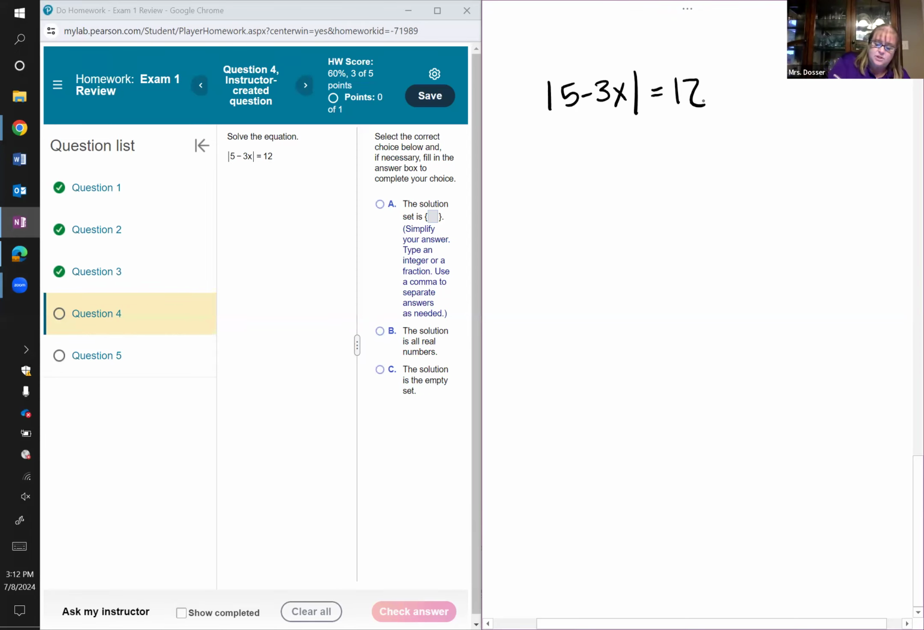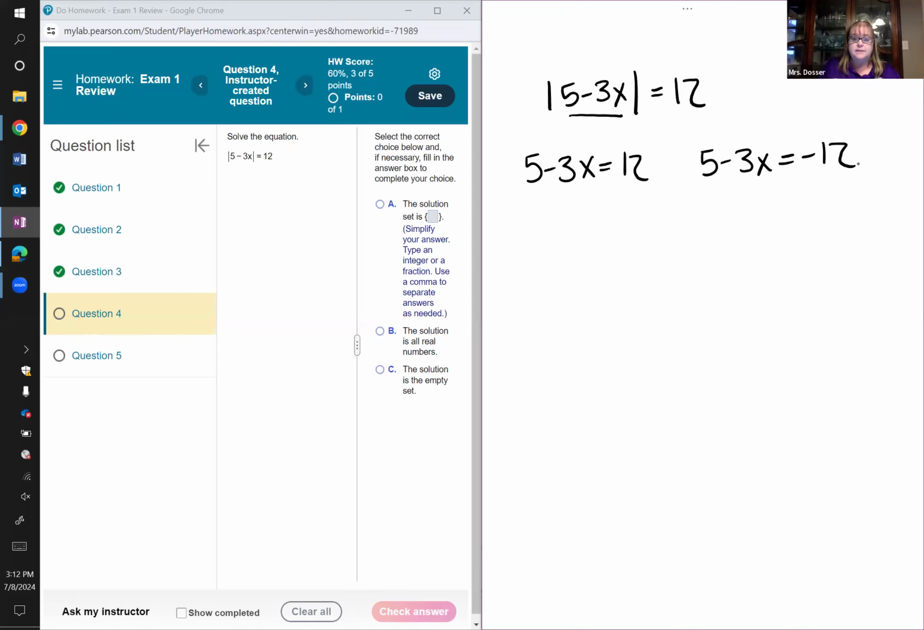So what that means is we have two problems to work. We have to consider where the stuff on the inside, the 5 minus 3x, is equal to the positive 12. But we also have to consider when the stuff on the inside, the 5 minus 3x, is equal to the negative 12. And so both of these will be valid answers because whatever we get for x, when we plug it in, simplify, take the absolute value, it will give us positive 12 as an answer. So we solve these problems separately.